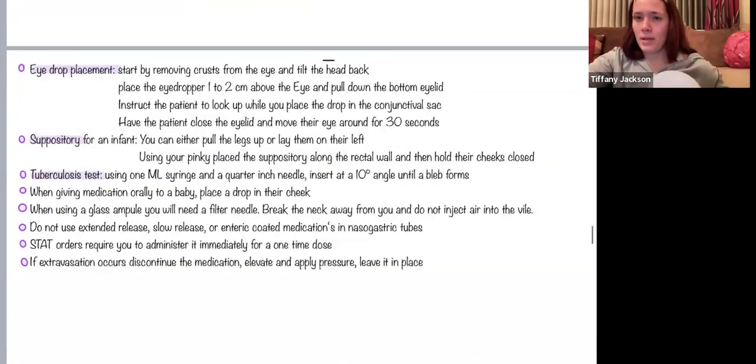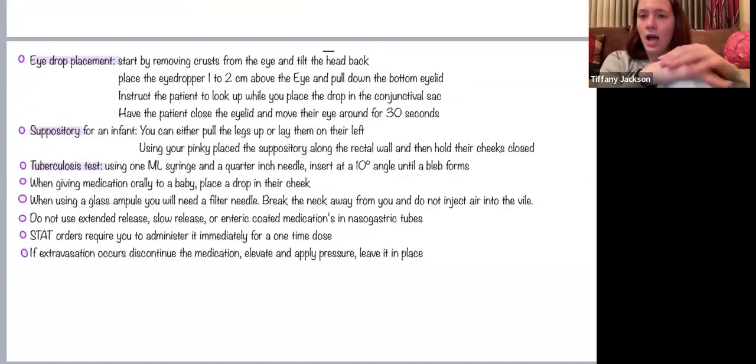For eye drop patients, first thing we're going to do is a little bit of hygiene. And then we're going to remove crust from the eye. We're going to tilt the head back. The dropper should be 1 to 2 centimeters above the eye, and we're going to pull down on the bottom eyelid. Have the patient look up while you administer. Make sure you're not touching the tip of the eyedropper to the eye.